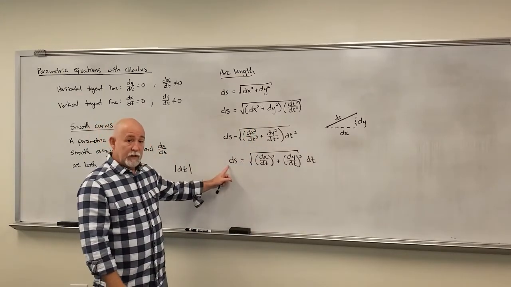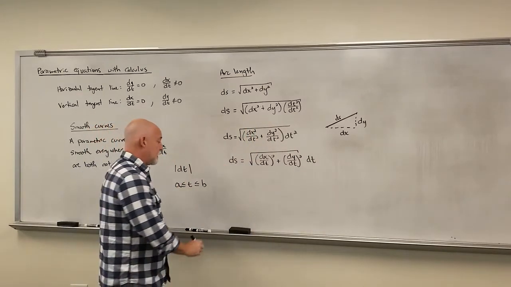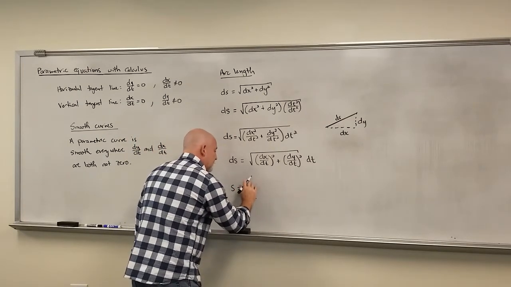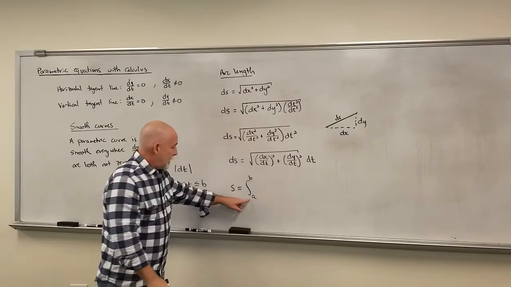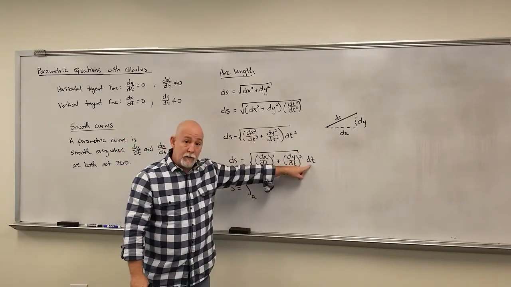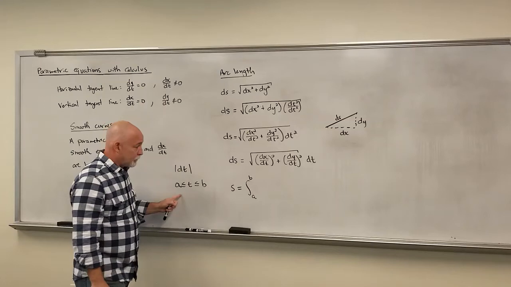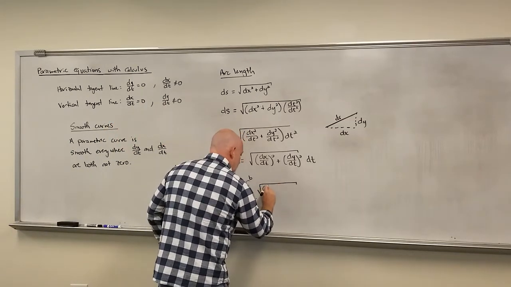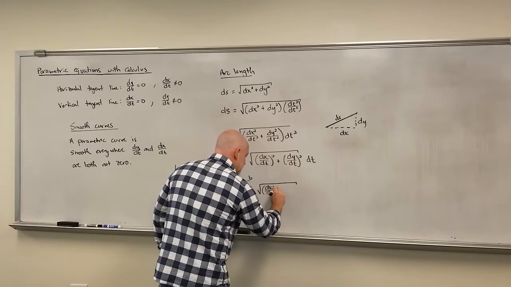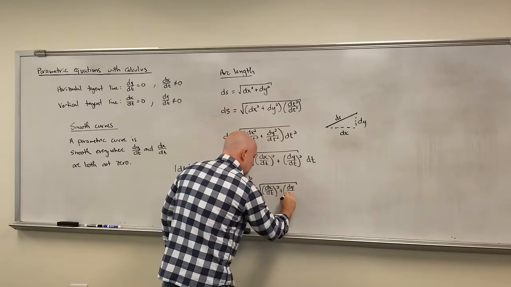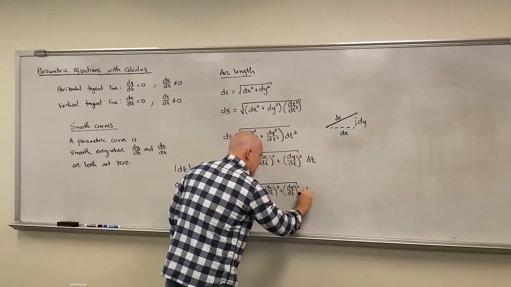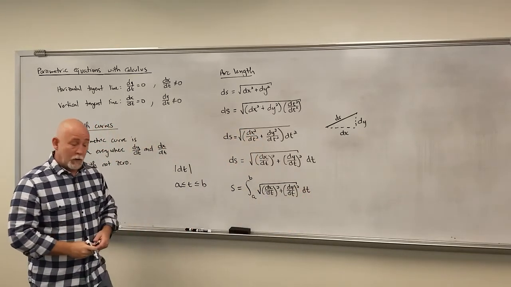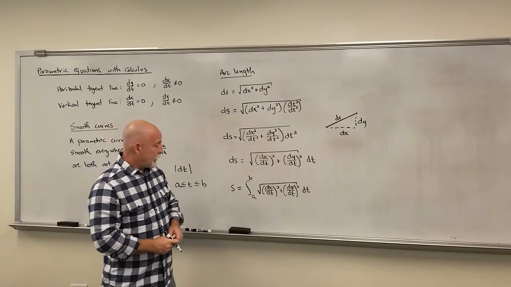So this is an idea of what a tiny little piece of arc length would be. So if we wanted to have the full arc length, we would just integrate over the region we're talking about, a to b. Now a to b here is for the parameter of t, right? That's what t runs from, of the square root of (dx/dt) squared plus (dy/dt) squared, dt. And there you go. That's our new arc length formula when we're in parametric.